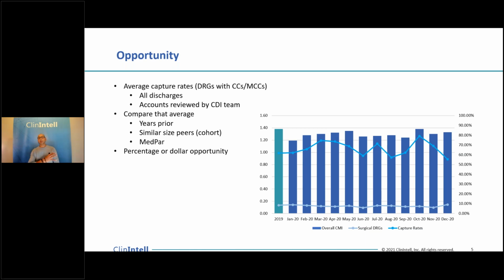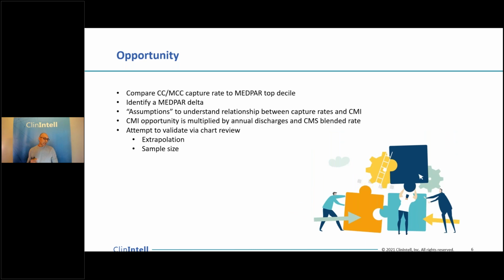Now there's probably 15 different ways that the industry or you've been experiencing this. Let's call out one more. We compare the CC, MCC capture rates to the MedPAR top decile. Then we can identify now a MedPAR client delta. The industry makes some assumptions. Don't ask me what those assumptions are, but they make some assumptions to basically understand if there is, and what is, the relationship between the capture rate and CMI.